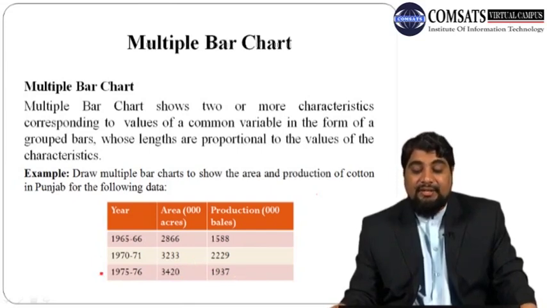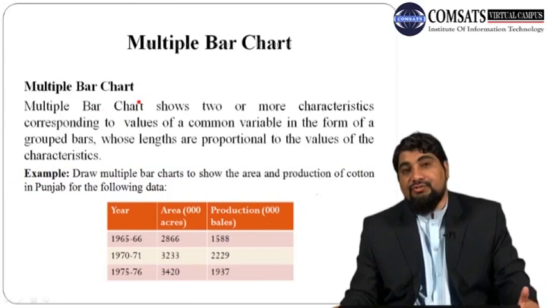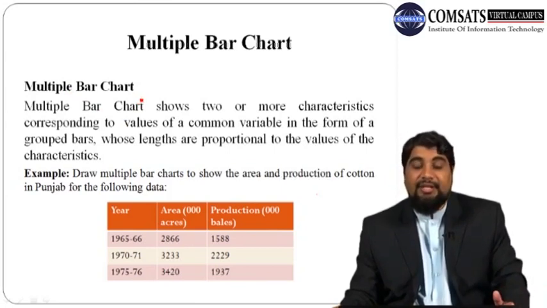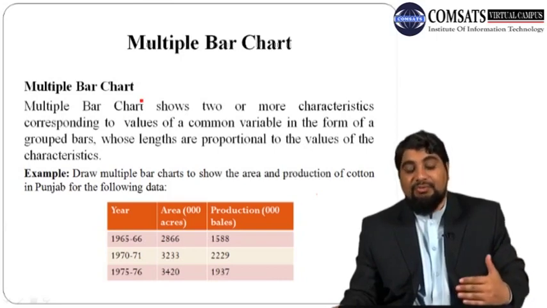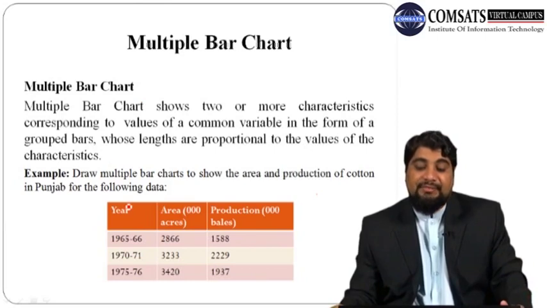Now you can see that we have two characteristics. One is area, the second one is production. We want to display this information with the help of multiple bar charts. In this case, two bars will be drawn, one for area and the second one for production, and along the x-axis we will take the years and construct two bars.